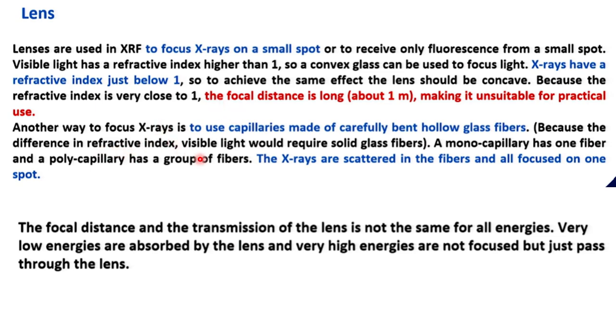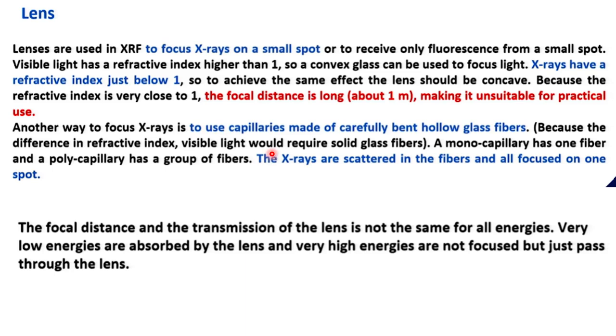And another way to focus X-ray is to use capillaries. Those capillaries are basically hollow glass fiber capillaries, because of the difference in refractive index; visible light would require solid glass fiber. A monocapillary has one fiber and a polycapillary has a group of fibers. Because of this group of fibers, the X-ray are scattered in the fibers and all are focused on one spot. But it is a little bit complex how the group of fibers is arranged so that after scattering the X-rays will be focused on a single spot.